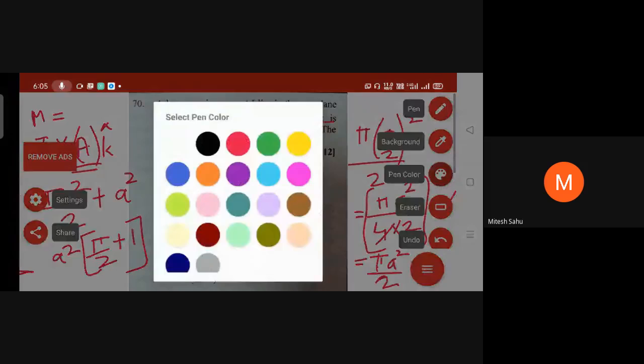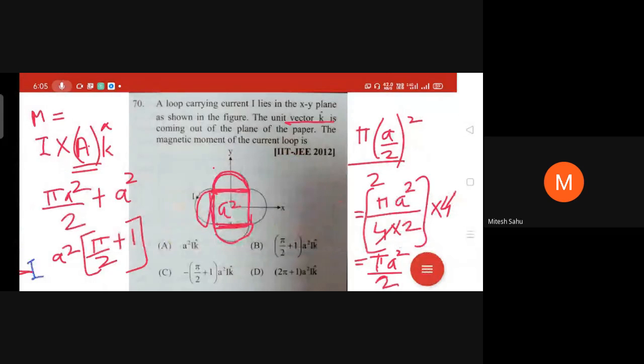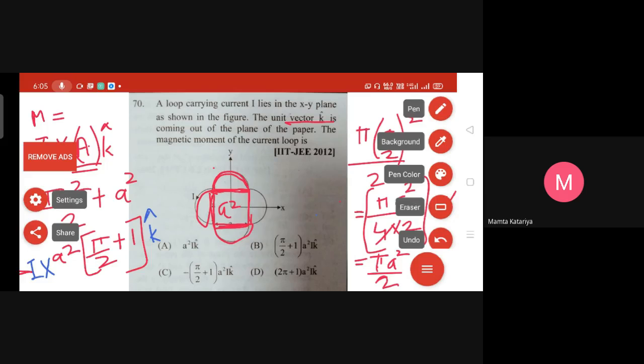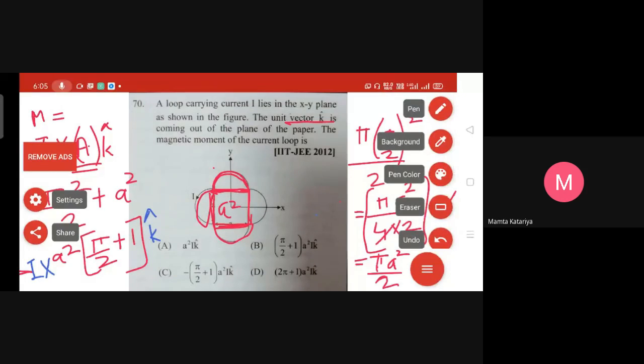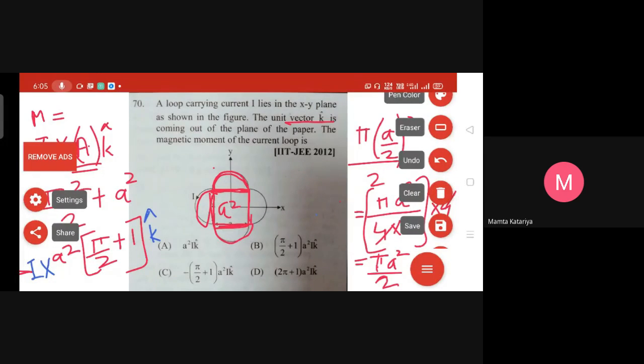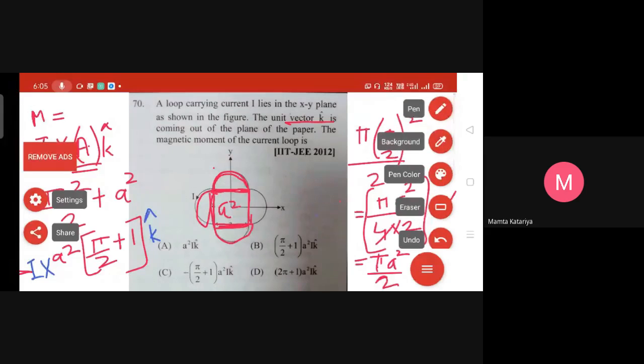We multiply this by the current, I, and k cap. See which is the correct option here: answer b. So simply you have to find out the area of the loop, which is not generally a square or circular loop. It's not like that. So you have to do some steps to find out the area of the given loop, since its shape is not a specific one like a square or a circle.